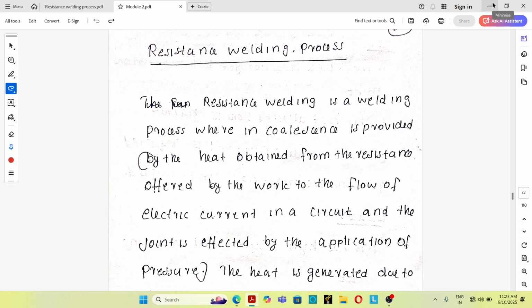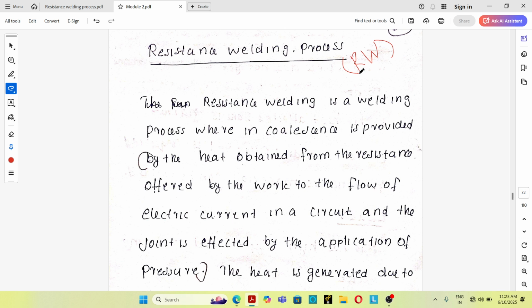In this video, I am going to discuss the resistance welding process, short form RW process. Resistance welding process is a group of welding processes in which the heat required for welding is obtained from the resistance offered by the work to the flow of electric current in a circuit, and the joint is effected by the application of pressure.